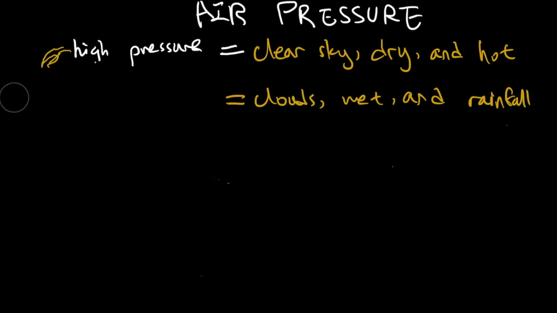Now, since we talk about air pressure, we should talk about precipitation too. There are three types of precipitation: convectional rainfall, and wait, let me just search because I forgot a bit. Okay, so convectional rainfall is quite easy to understand. There are three types of rainfall. So the first type of rainfall is convectional rainfall.